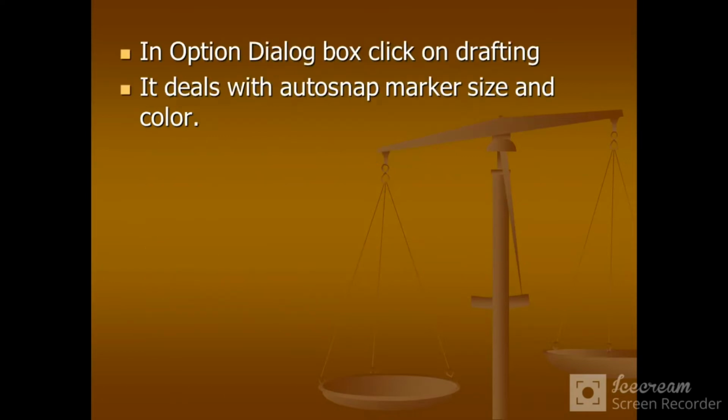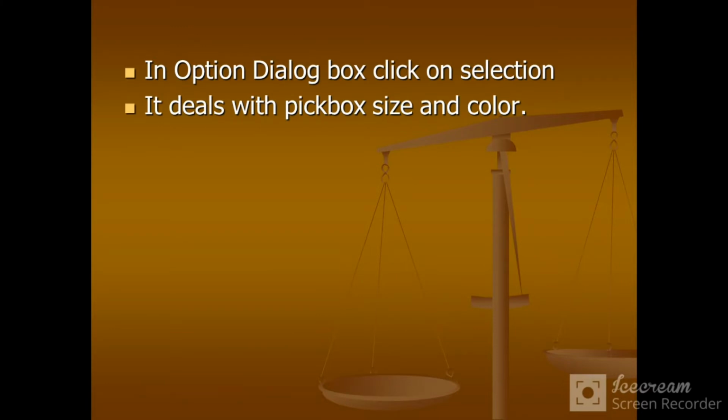In the Options dialog box, click on Drafting. It deals with AutoSnap, marker size and color. In the Options dialog box, click on Selection. It deals with pick box size and color.